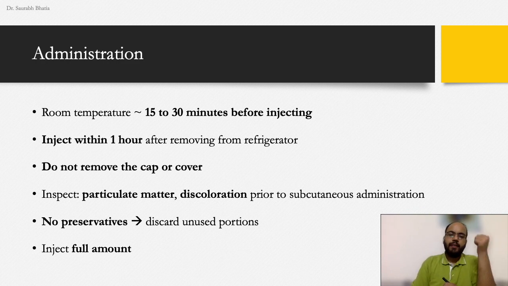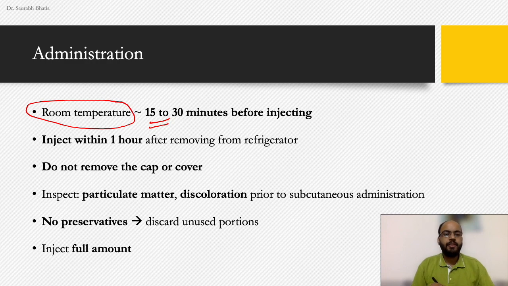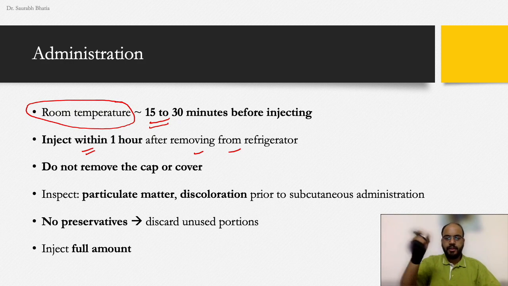So now you have a patient of psoriasis in which you want to give secukinumab. You have secukinumab. Now what to do? Take it out of the fridge and keep it for 15 to 30 minutes so that it reaches room temperature before injecting. Inject within 1 hour after removing from refrigerator. Okay, so the moment you remove it from the refrigerator, the clock starts and you have to inject within 1 hour.